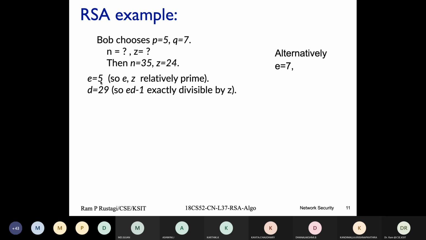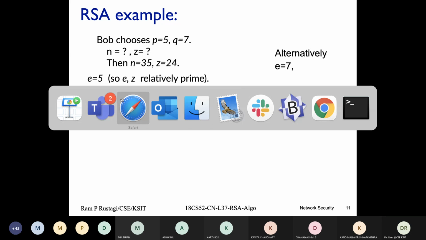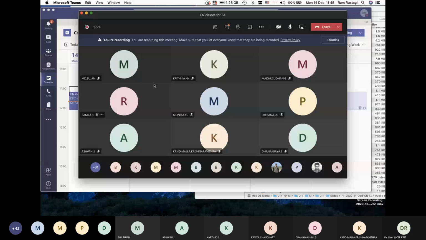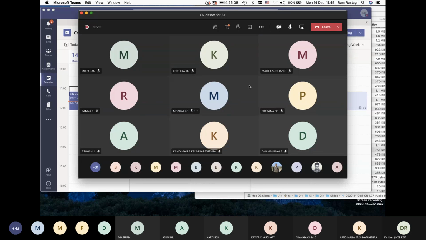Anybody else? Given these values, if you choose E is equal to 7, what should the D be? Anybody else? Susan? Yes, sir. What would the D be?